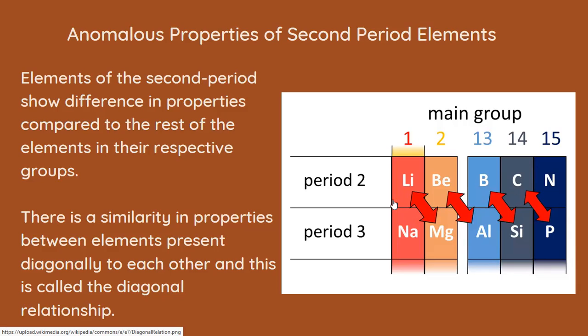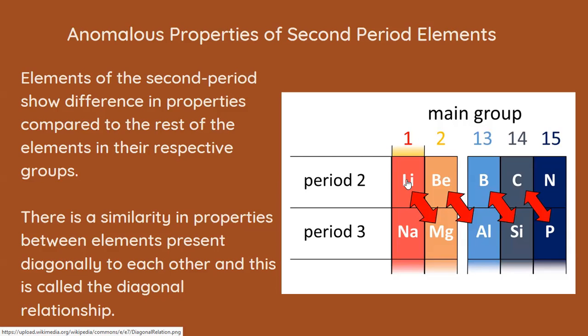For example, the elements of the first group have a tendency to form ionic compounds or ionic bonds. However, lithium, on the other hand, forms covalent bonds. Beryllium, similarly, also forms only covalent bonds, whereas the other members of the group tend to form ionic compounds.